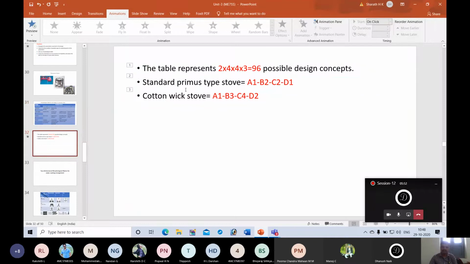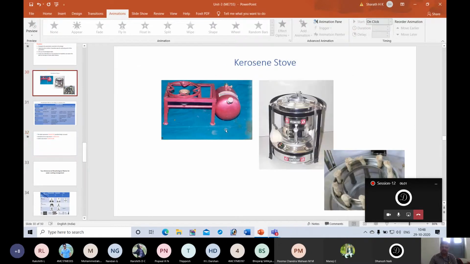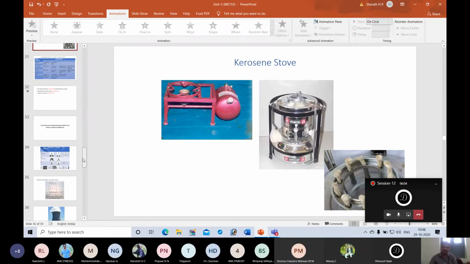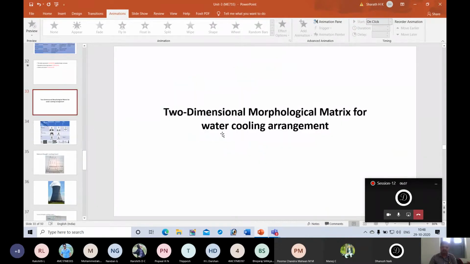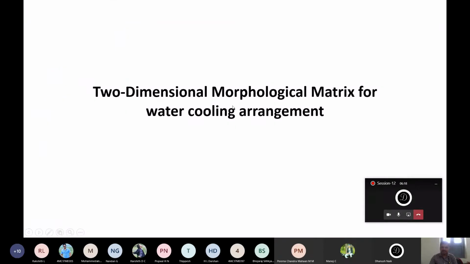And we discussed two already available or most familiar types of stoves, that is the primus stove and the cotton wick stove. In this class we are going to consider a few more examples to understand morphological analysis and how to construct a morphological table. So next, a two-dimensional morphological matrix for a water cooling arrangement. Here the design problem is that you have to design a system which is used for cooling water. You know the importance of cooling water and its application.